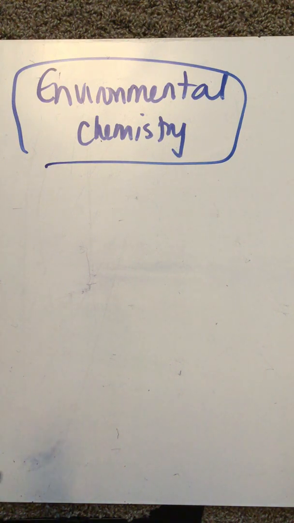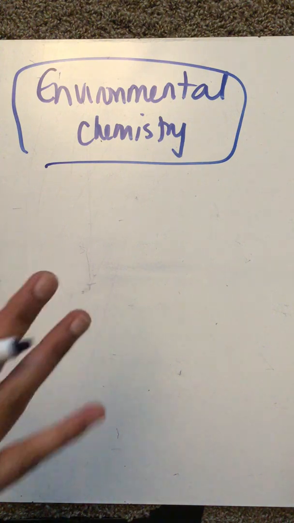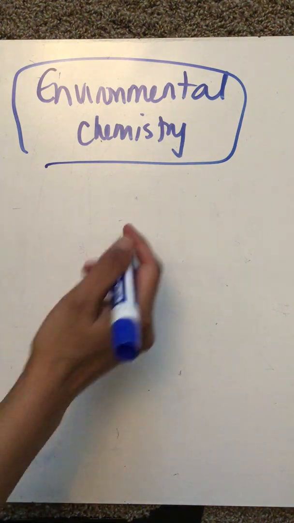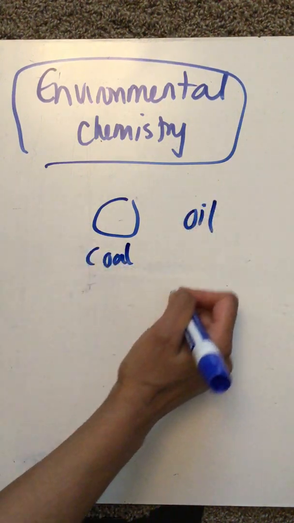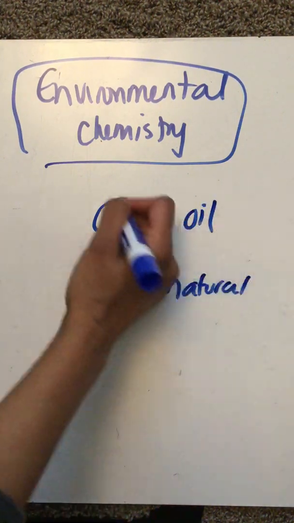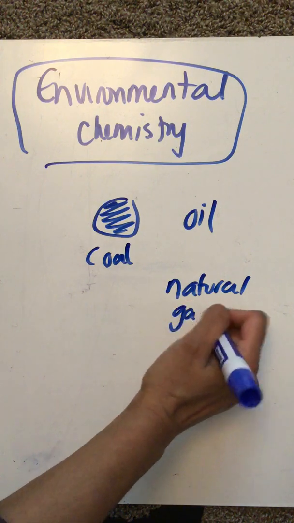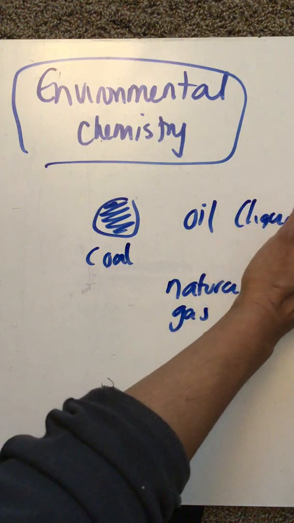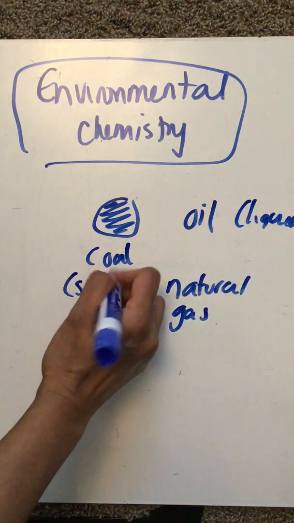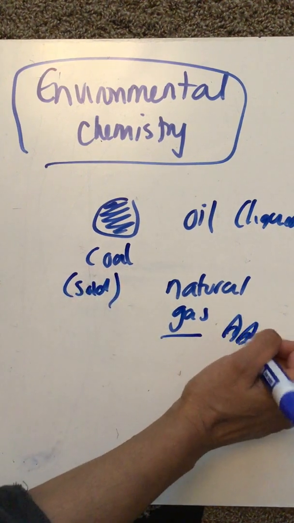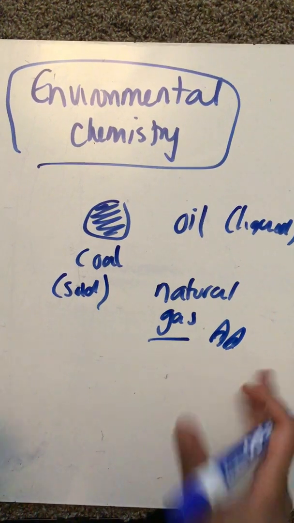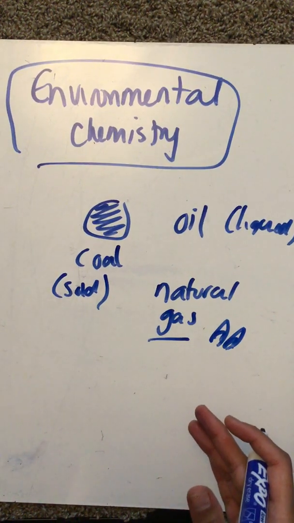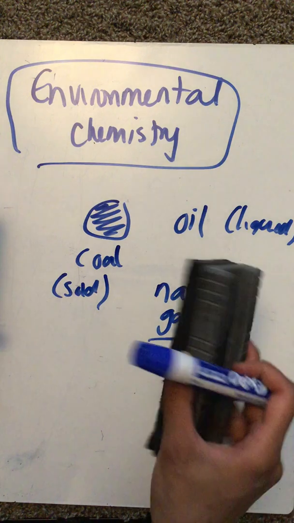Okay, so I'm going to give you a little bit of background, because what you have to know is, where does our energy come from? Well, our energy comes from coal and oil, right? And natural gas. This is a piece of coal, and oil, which is the liquid. Coal is a solid, and of course natural gas, which you burn in your home and it heats up your home. These things are what we are using to fuel our homes, right?